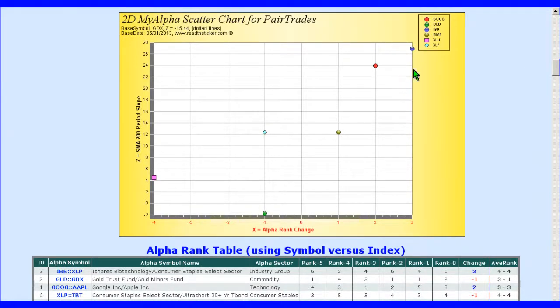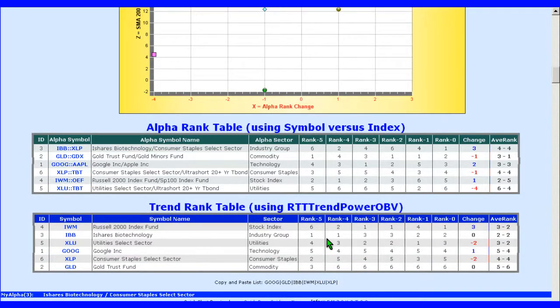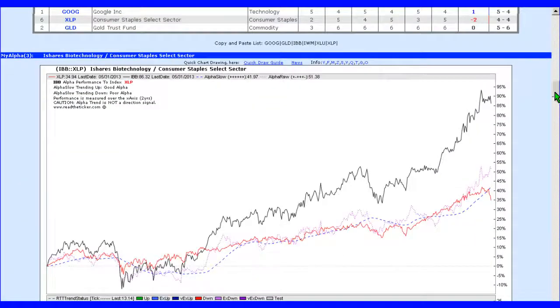This one here tells me that because this chart has got the highest, what's this one? IBB is the strongest trend, and also the strongest alpha rank change. So what's IBB? Here we are, IBB down the first table. It's jumped up to number 1. That's why it's further to the right, and has the strongest trend based on the 200 simple moving average. This is our RTT trend power indicator on the lead symbol, showing that's the strongest trend, and IBB is just second. So it's just like a ranking situation.